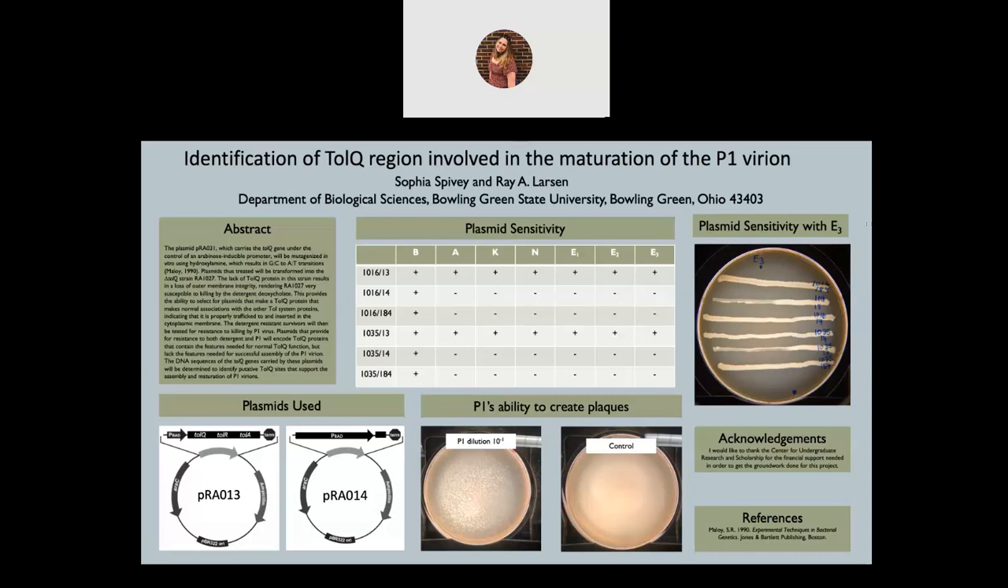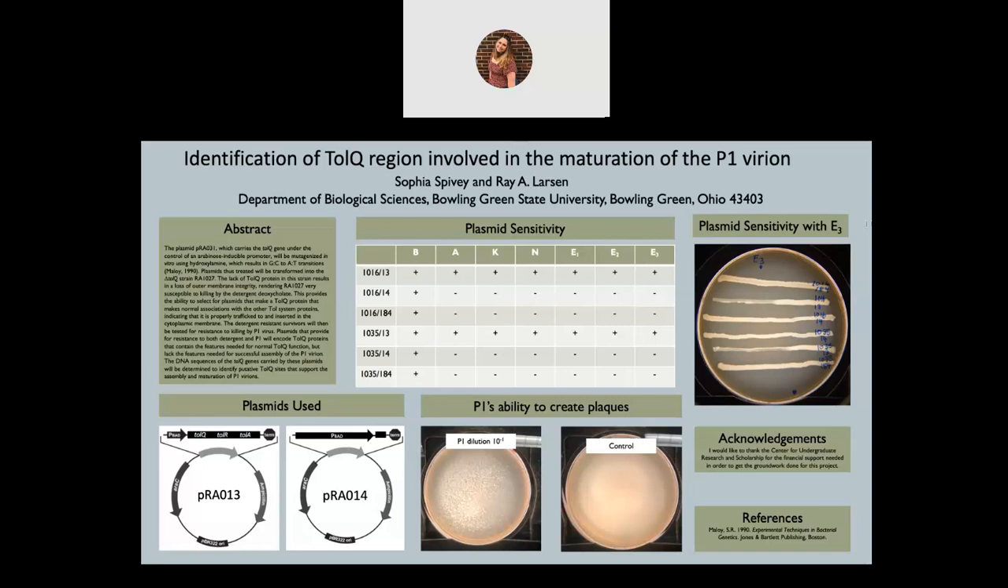The detergent-resistant survivors will then be tested for resistance to killing by P1 virus. Plasmids that provide for both resistance to detergent and the P1 will encode TolQ proteins that contain the features needed for normal TolQ function, but lack the features needed for successful assembly of the P1 virion. The DNA sequences of the TolQ genes carried by these plasmids will be determined to identify putative TolQ sites that support the assembly of the maturation of P1 virions.